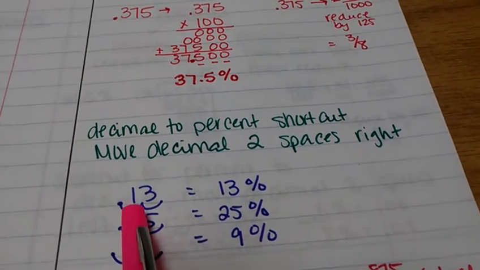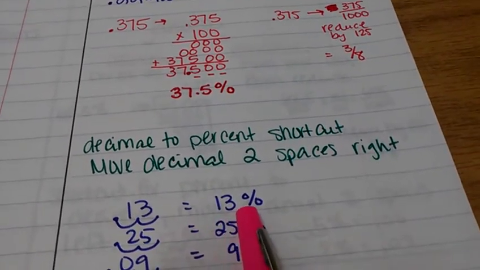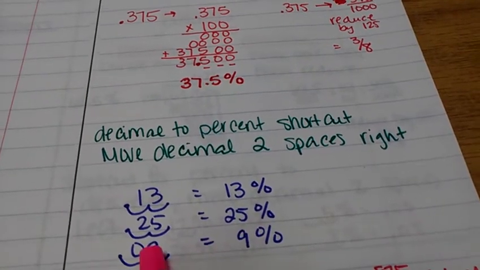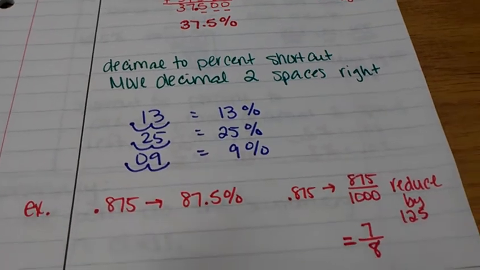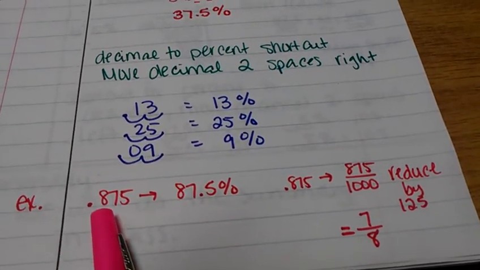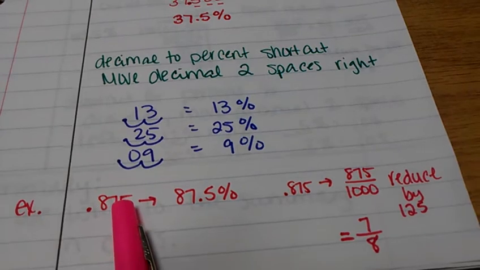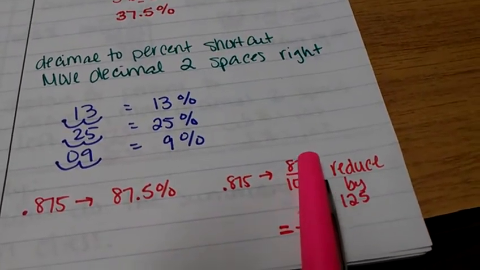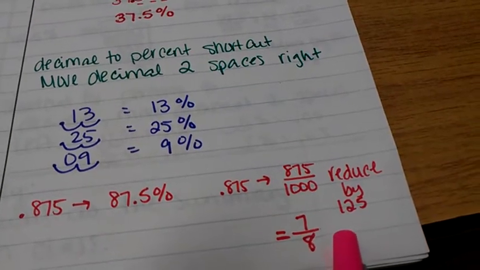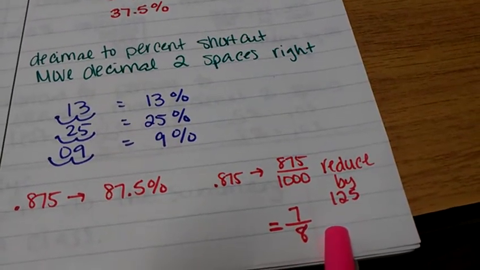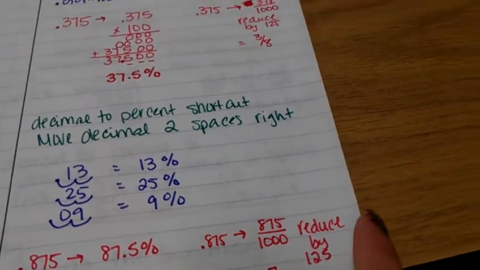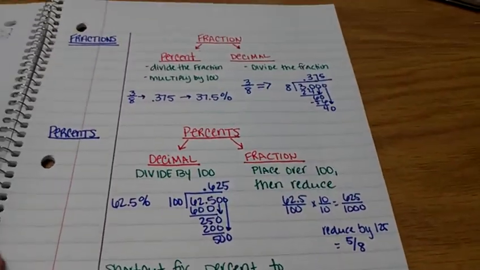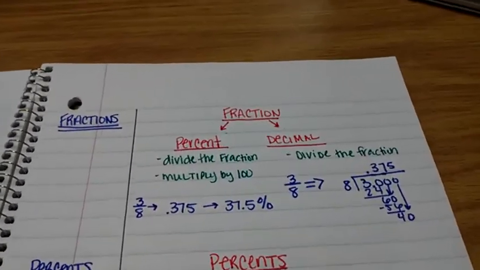So I've got a few examples here. 0.13 becomes 13%, 0.25 becomes 25%, 0.09, 2 spaces, becomes 9%. Here's another example, 0.875. Move it 2 spaces to the right, you get 87.5%. 0.875 is in the thousandths place, so you put it over 1,000. It can be reduced by 125, and you get the fraction 7/8. I'm using mostly 8s on these notes because the test likes to do 3/8, 5/8, 7/8.